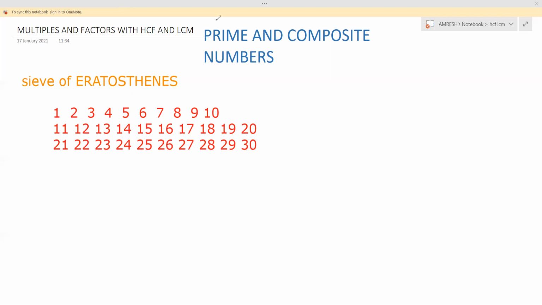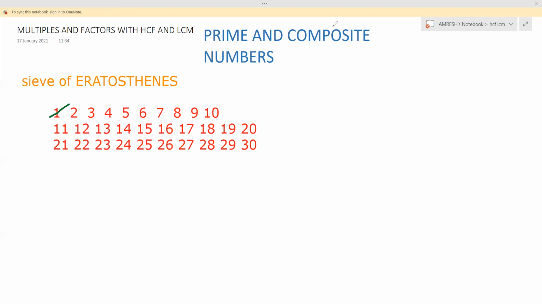So how I am doing, just look. First, what you have to do, you have to cross out 1. Why do you have to cross out 1? 1 is not a prime number. Because 1 has only one factor, 1. So we cannot take 1 as a prime number.